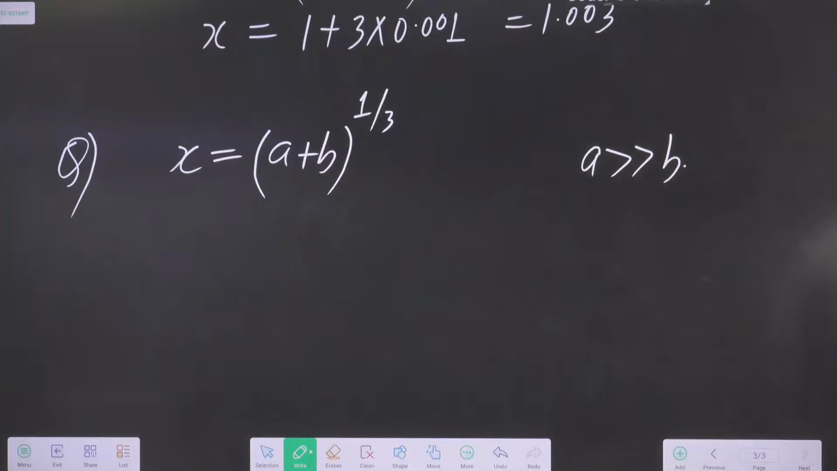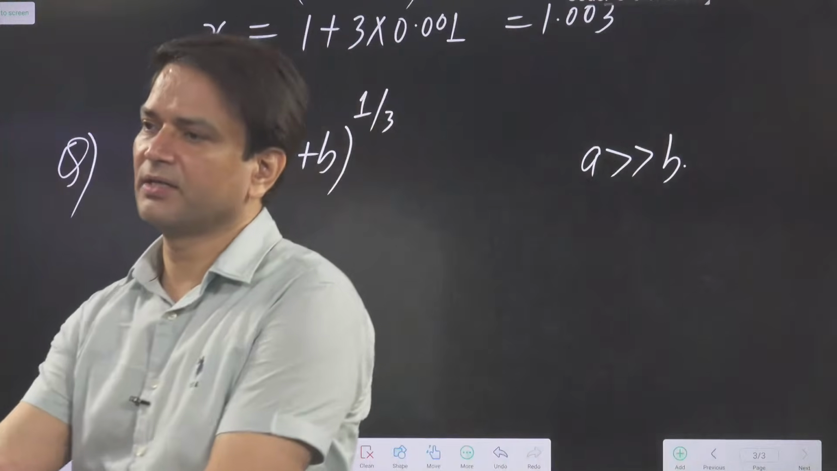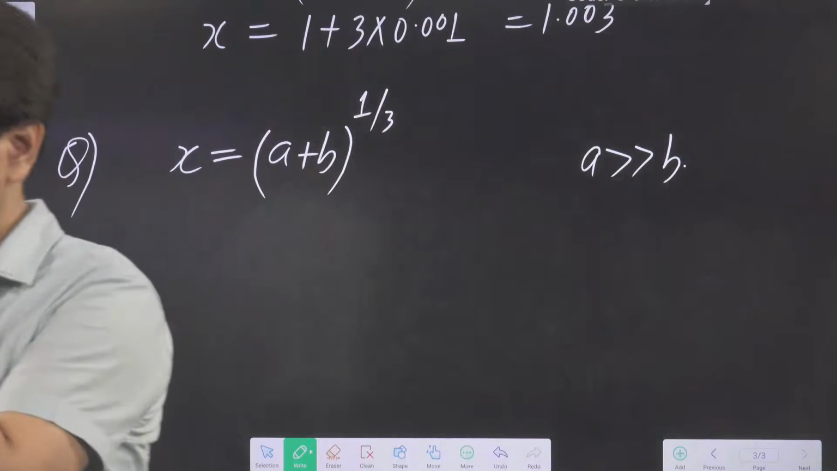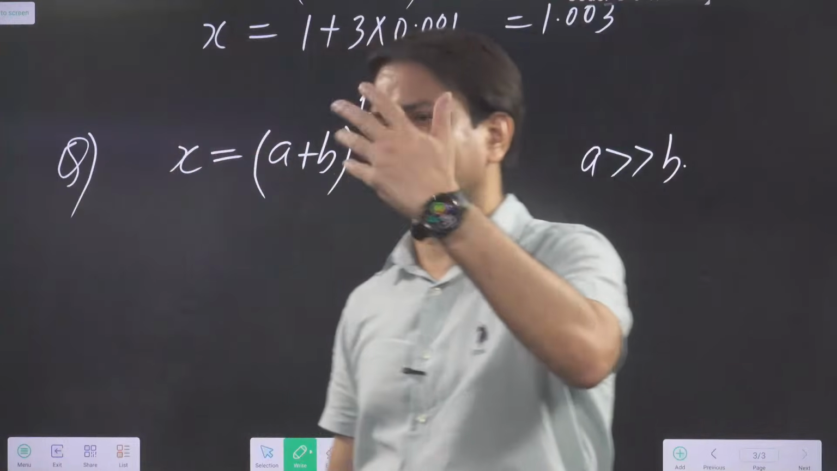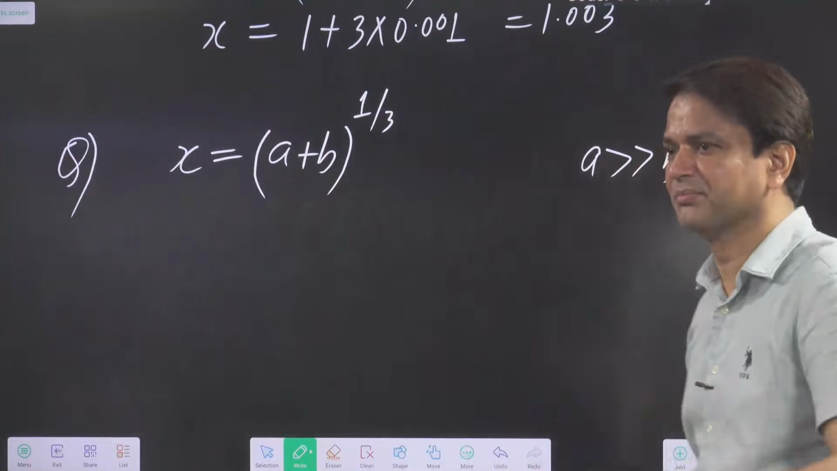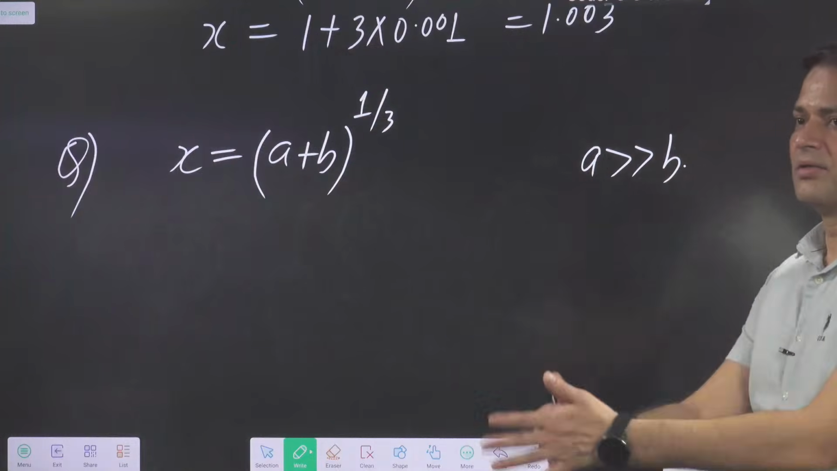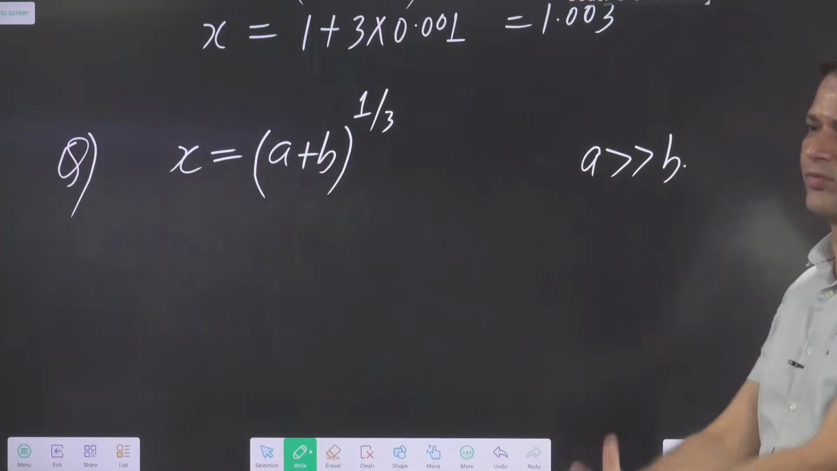What can I write for this? a plus b whole to the power 1 by 3, and we have the condition a greater than b. In physics, this type of situation can come in SHM. Then how will we solve it?